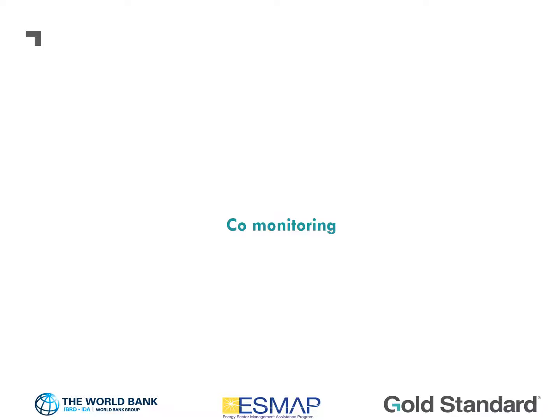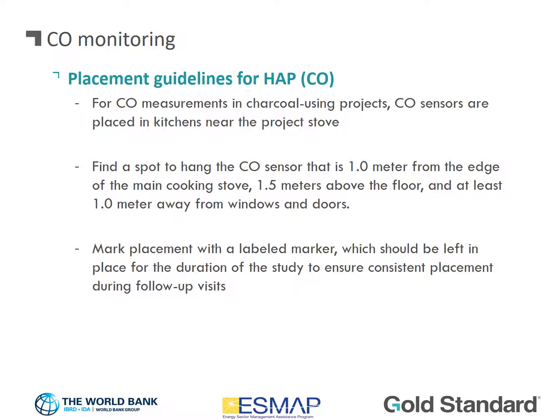We'll talk a little bit about CO monitoring. So CO measurements are only required for charcoal projects, so where charcoal project stoves are being used. And the CO is only placed in kitchens near the project stove, not on the person. So to hang a CO sensor, we've recommended to follow standard HAP measurement guidelines, which indicate that the best place is 1 meter from the edge of the cook stove, 1.5 meters above the floor, and at least 1 meter away from windows and doors. And this is very typical for indoor air pollution measurements in kitchens.